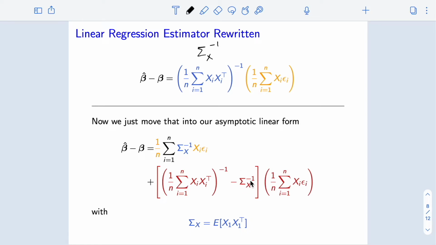So take a second to digest that. Again, this is just algebra. If you multiply this out, you will get this piece cancels with this piece, and this piece is exactly equal to what we have up there. Now, why do we care about this? Well, this is an empirical average of IID observations. So we know that this converges to 0 at a rate of n to the negative 1/2.